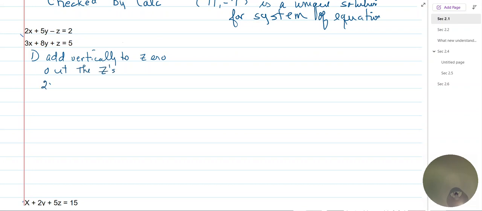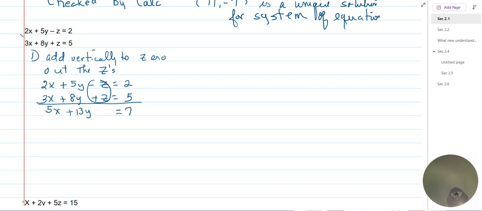So I'm going to have the 2x plus 5y minus z equals 2. And then I'm going to have the 3x plus 8y plus z equals 5. I'm going to add vertically. This is 5x plus 13y. This zeroes out, equals 7. Okay, now what am I going to do with that? All right. Well, now that I have that, I am going to solve.